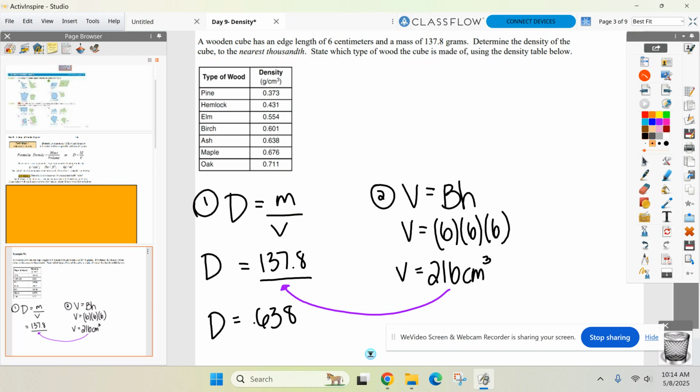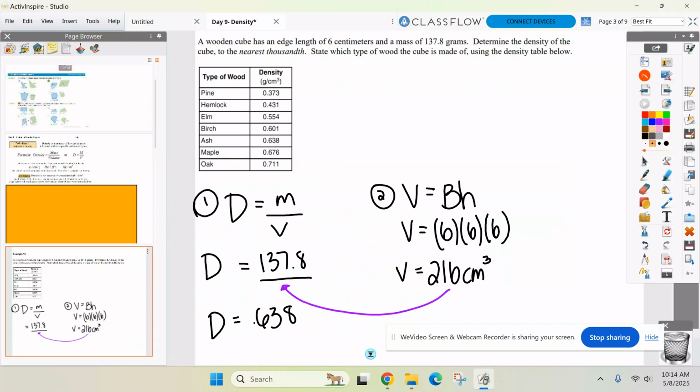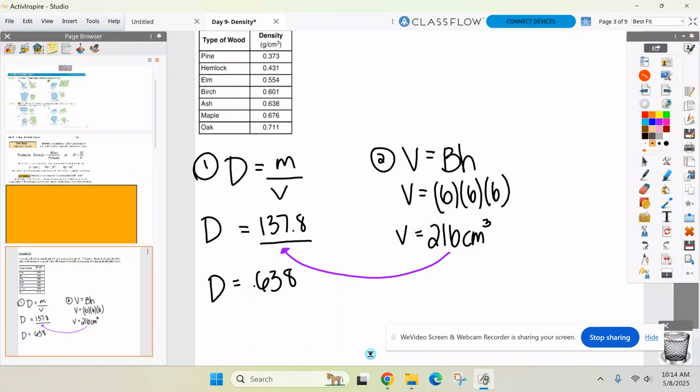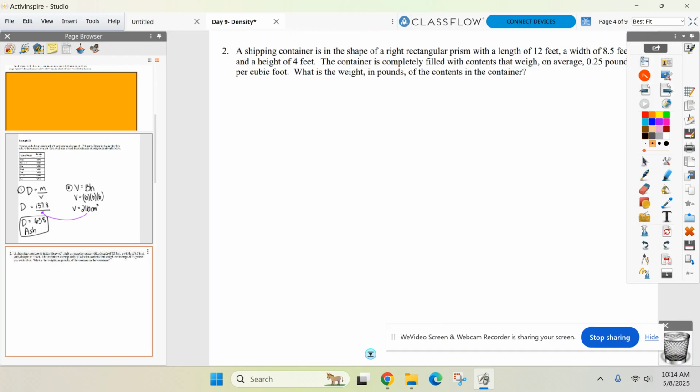And then one more type here. What type of wood must we be using then? If the density's 0.638, Connor? Ash. Ash, yep. Questions there? All good? All righty, next up. We're going to do number 2.